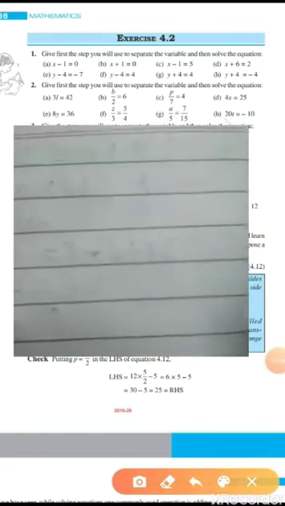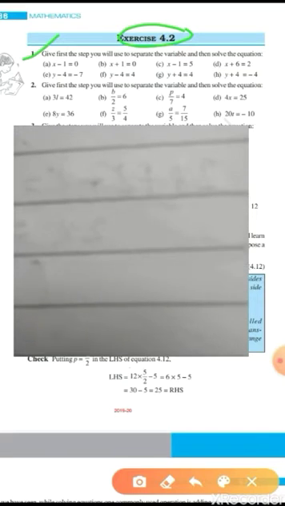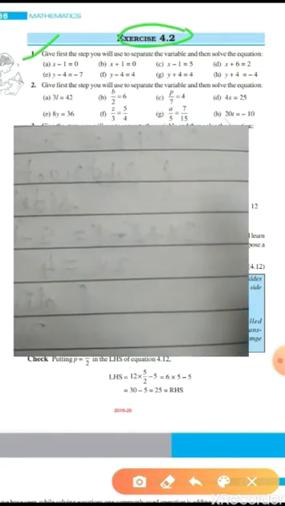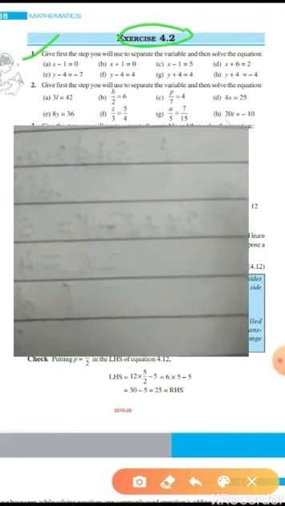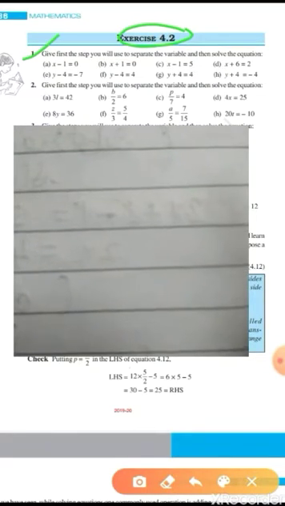Okay, now exercise 4.2. In 4.2, give the first step you will use to separate the variable and then solve the equation.